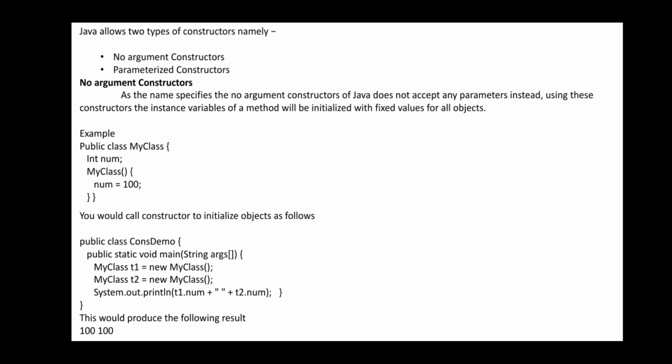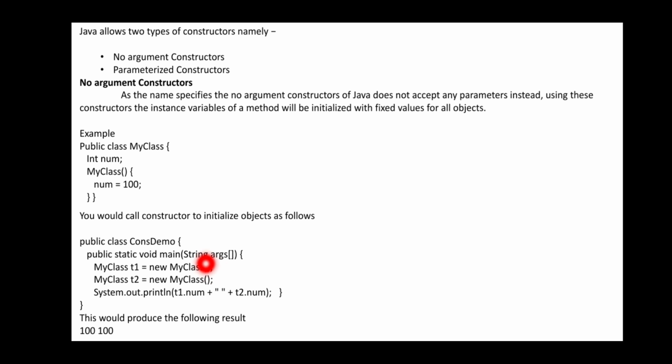So 100 will be stored within t1. MyClass t2, another object you are creating for the same class, is going to call the same constructor of the same class called MyClass. So 100 will be stored here. Just to point out: t1 calls MyClass, and the MyClass method stores num is equal to 100 within t1. Likewise t2, another object of the same class, calls the same constructor, and num is equal to 100 is stored within t2.